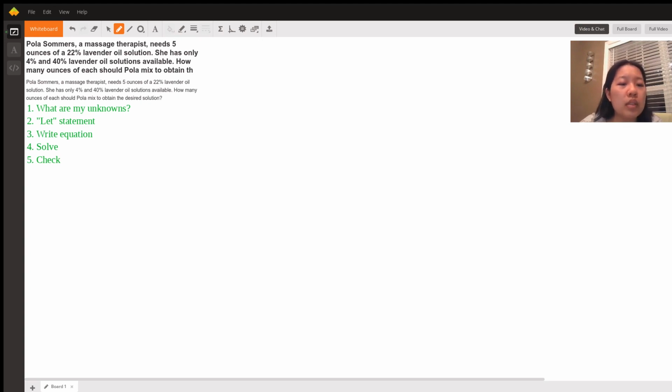So step one says, what are my unknowns? So the unknown is how much Pola should obtain from each solution and then mix to get her 22% final solution. So let's go ahead and write that down. I'm going to go ahead and pick green for this. So part one. So your unknowns are also the items that the problem is asking you to solve for.